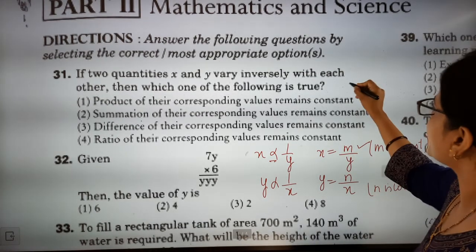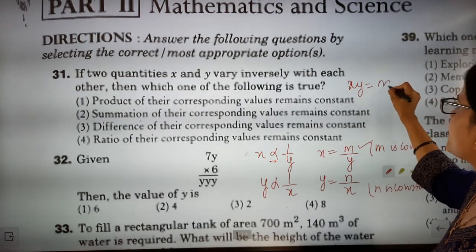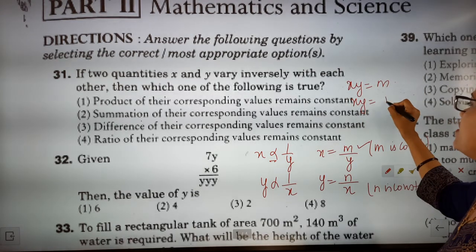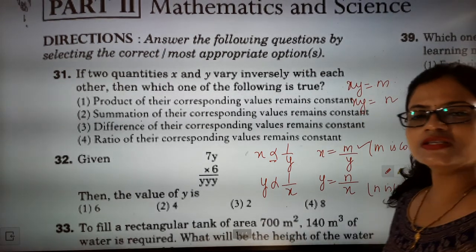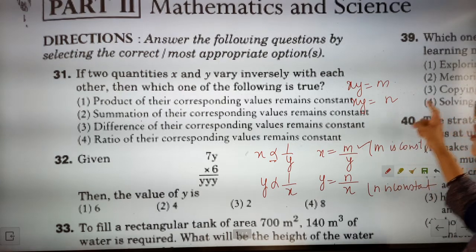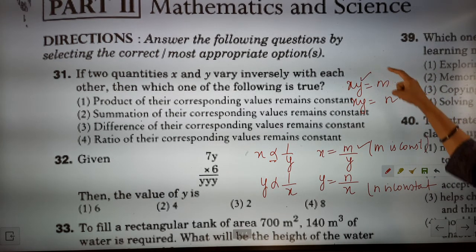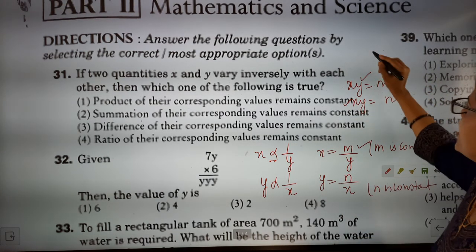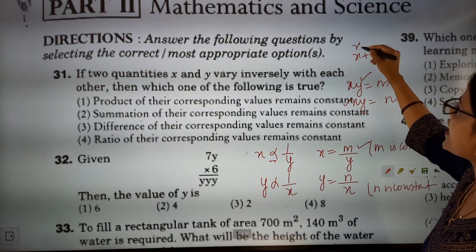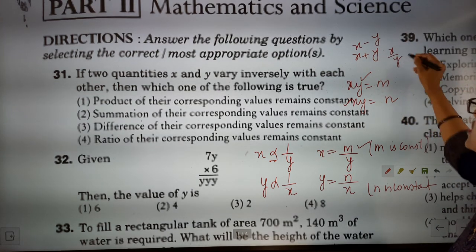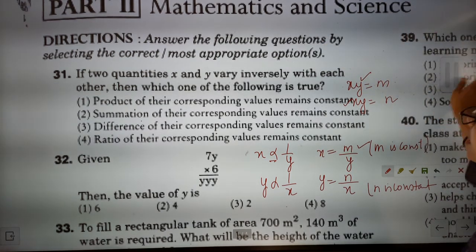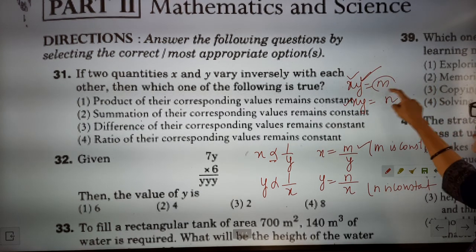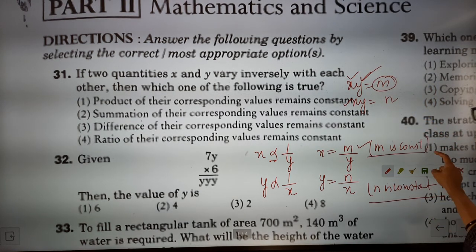Okay, so now xy equal to m we are getting, and xy equal to n we are getting. So always we are seeing the product of their corresponding values, not the addition. Is the addition, subtraction or division of values coming constant? No. Here the product of their corresponding values is coming constant. So m is a constant, n is a constant.